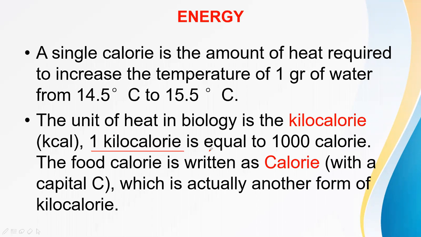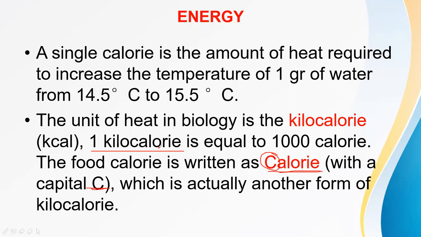This kilocalorie is equal to 1000 calories. Normally the food calorie is written with the word calorie, but what is the difference between the normal calorie and the food calorie? The food Calorie is written with the letter C in big capital letters. The capital letter C means that it is equal to 1 kilocalorie.